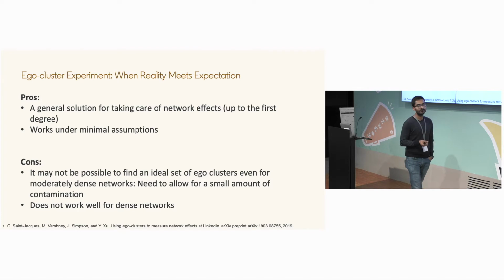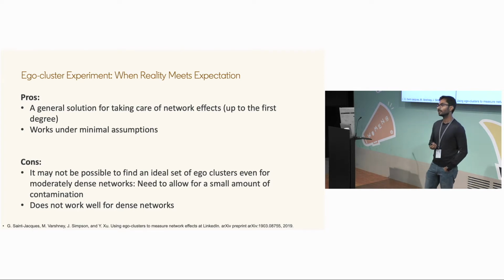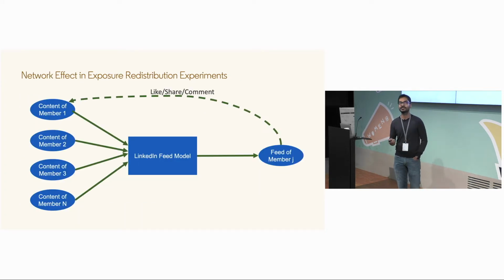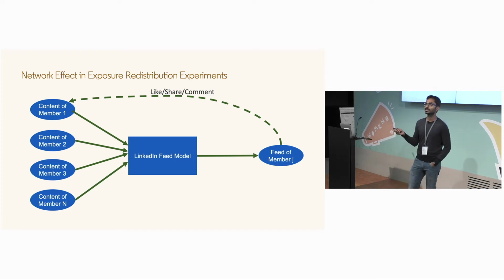Now we are looking for alternative solutions that work for dense networks, and they have to work in a way that does not require graph clustering, because graph clustering is impossible for dense networks. So here, I'm going to describe an alternative method, but for a particular type of experiment that we call the exposure redistribution experiments.